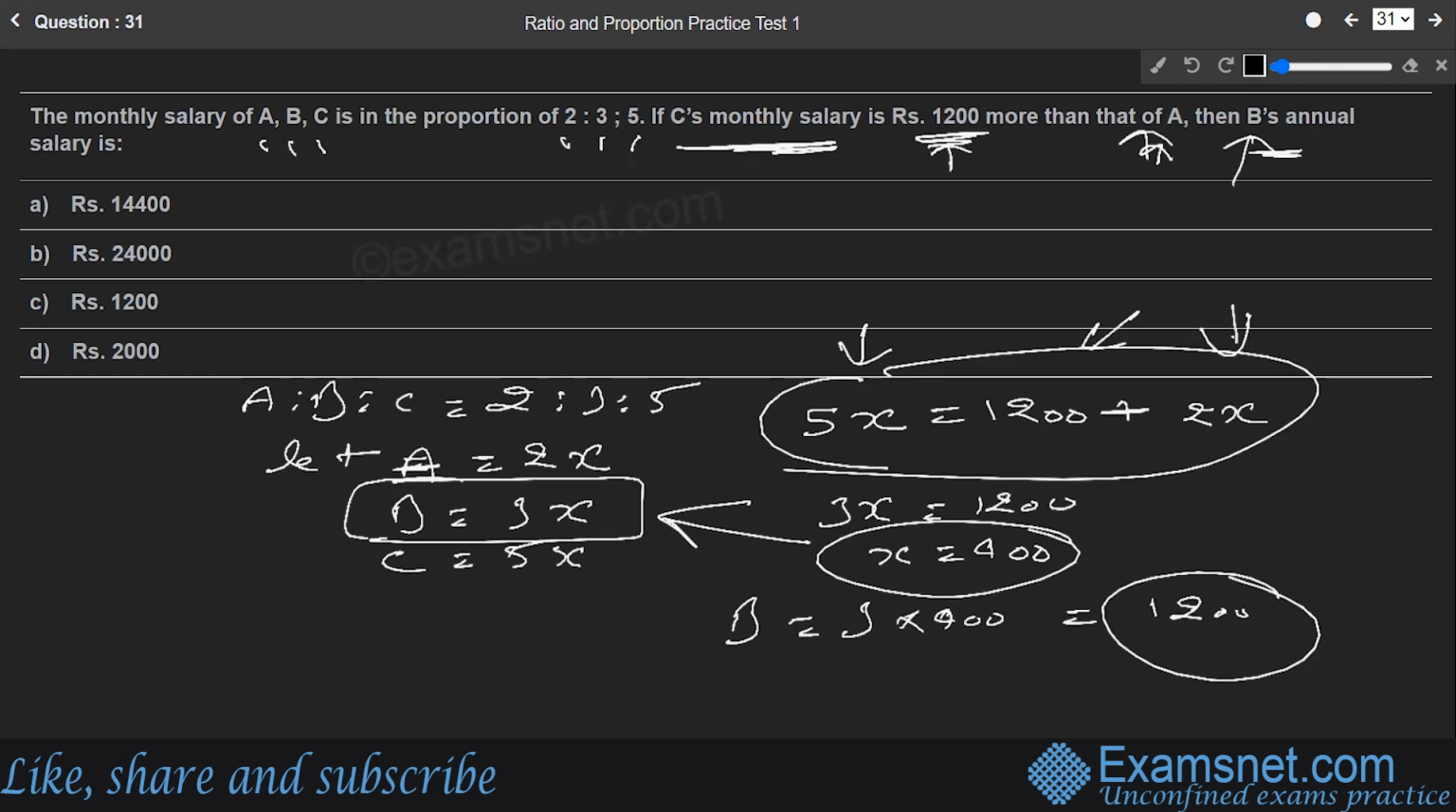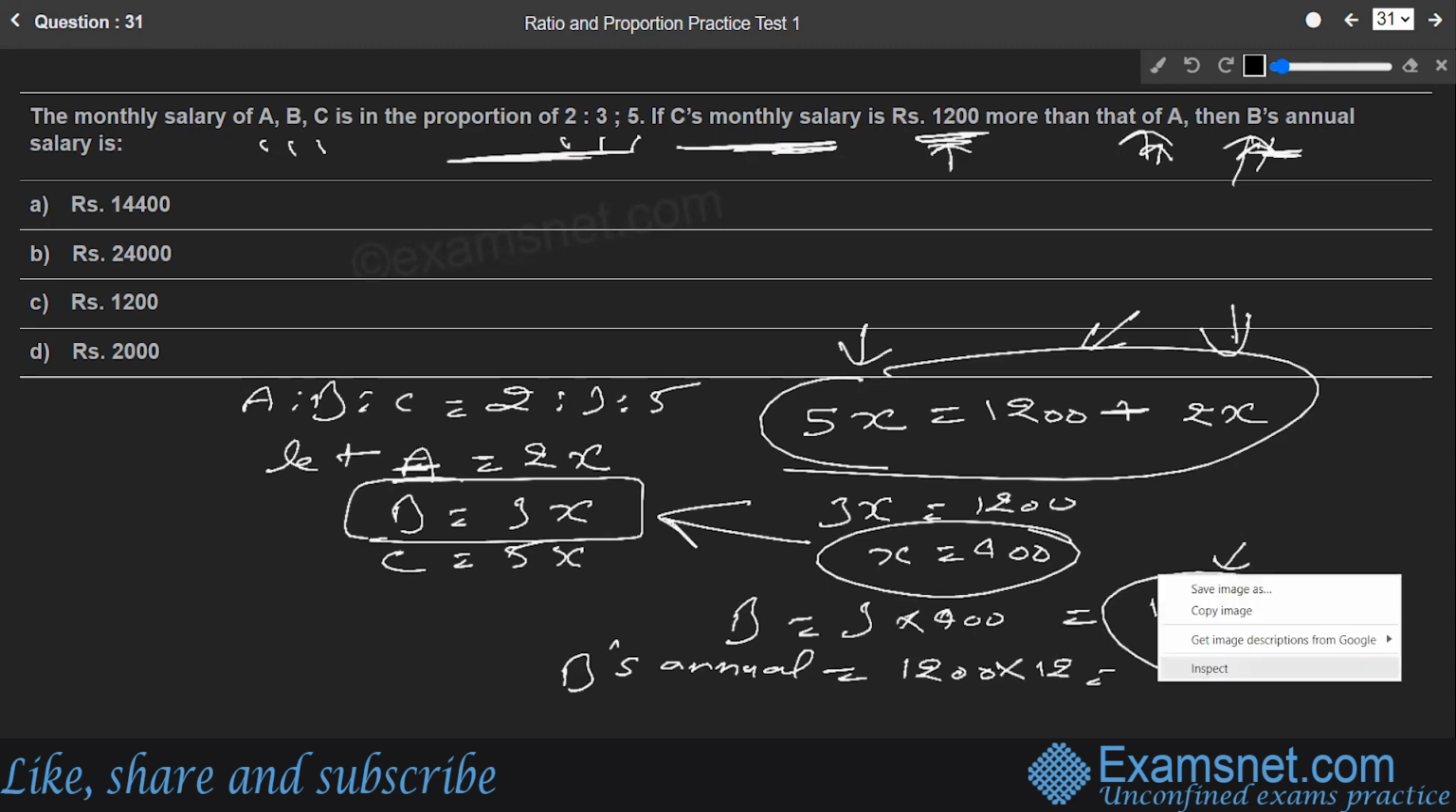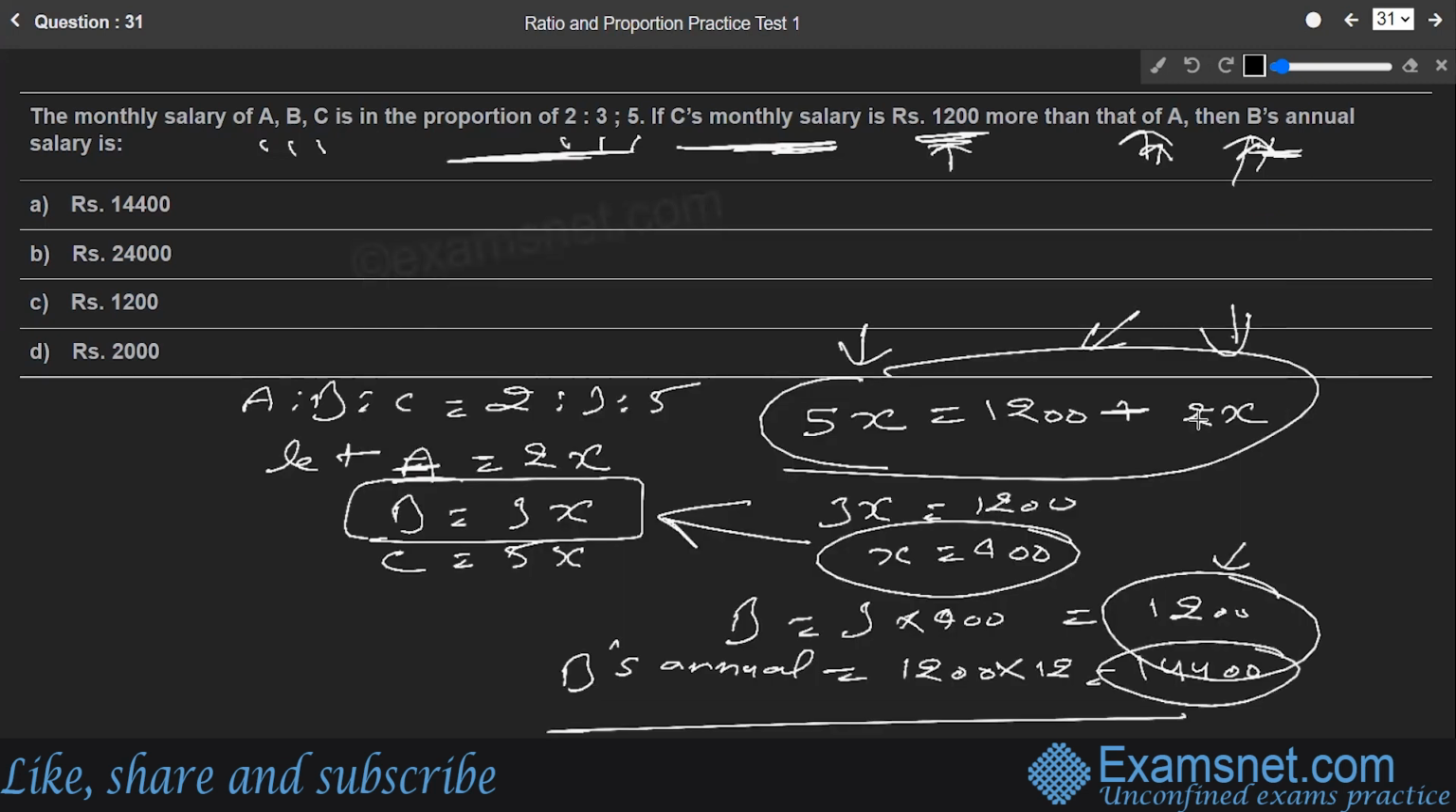But what they have asked is B's annual salary. This 1200 rupees is B's monthly salary, because earlier the ratio of monthly salary was given. So B's annual salary will be, annual means a year, and a year has 12 months, so 1200 into 12, that is going to be 14,400. So B's annual salary is 14,400, which is available in option A, and is the right answer.